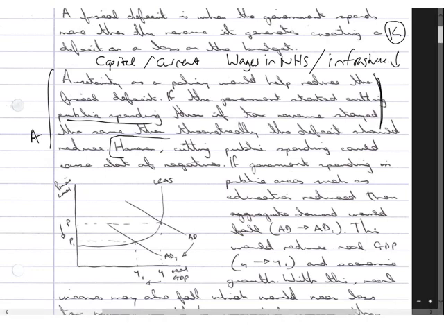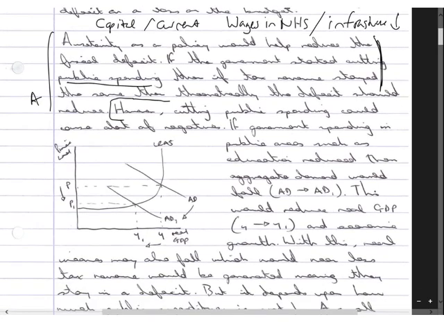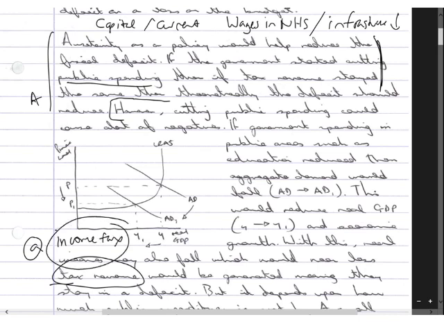Then the next part says, however, cutting public spending could cause a lot of negatives. If the government reduced spending in public areas such as education, aggregate demand would fall. This would reduce real GDP and economic growth. With this, incomes would also fall, meaning less tax revenue. Again, a little bit of application here in terms of income tax, less would be generated, meaning they would stay in a deficit. So just a little bit of clarity on that, or a little bit of specific accuracy.